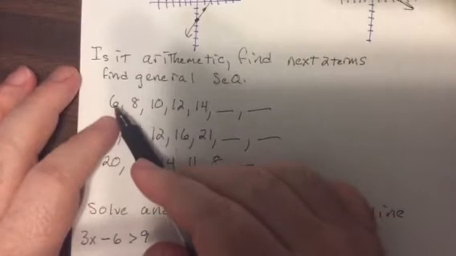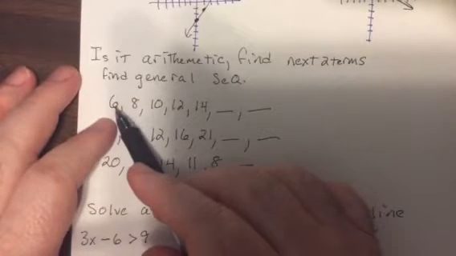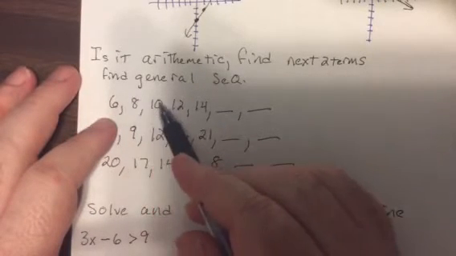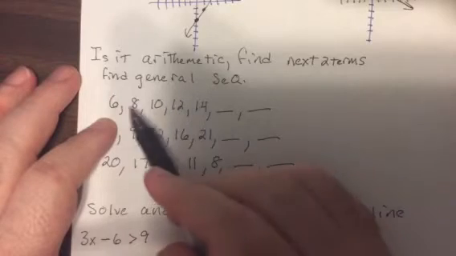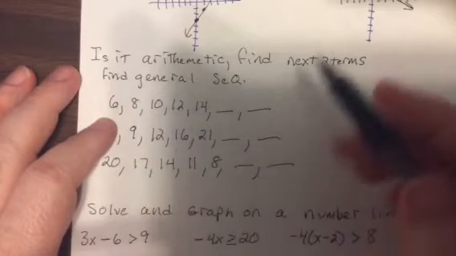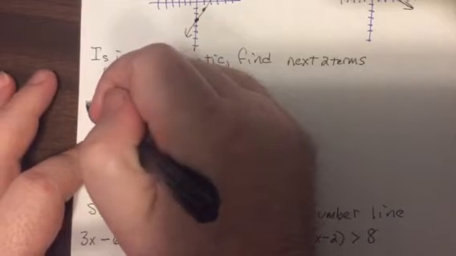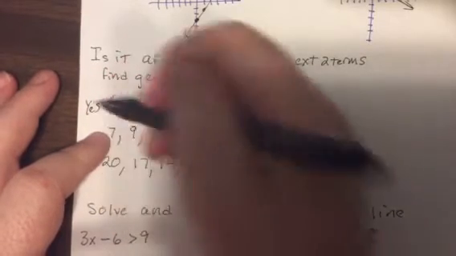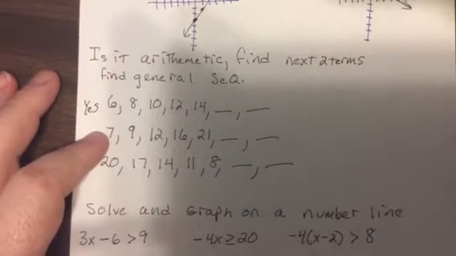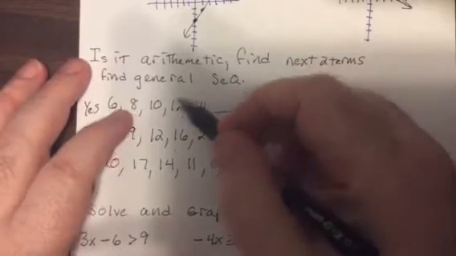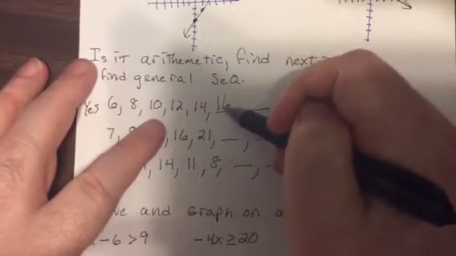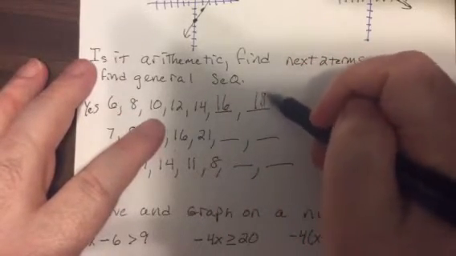Okay, so for an arithmetic sequence, we have to be adding the same thing every time. So I am adding 2 each time, so it is an arithmetic sequence. Yippers. Then, what are the next ones? I'm adding 2 each time, so 16, then 16 plus 2 is 18.